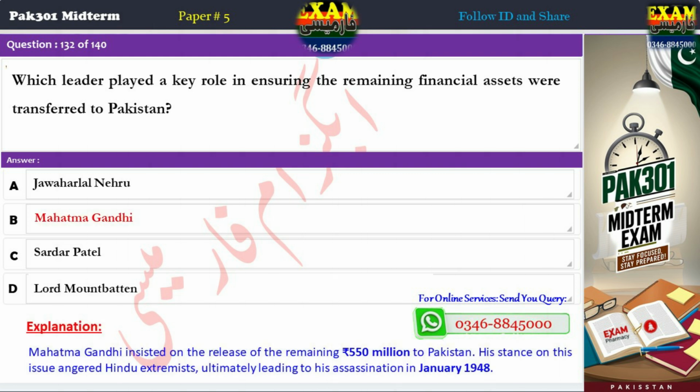Correct answer. B. Mahatma Gandhi. Explanation. Mahatma Gandhi insisted on the release of the remaining 550 million rupees to Pakistan. His stance on this issue angered Hindu extremists, ultimately leading to his assassination in January 1948.